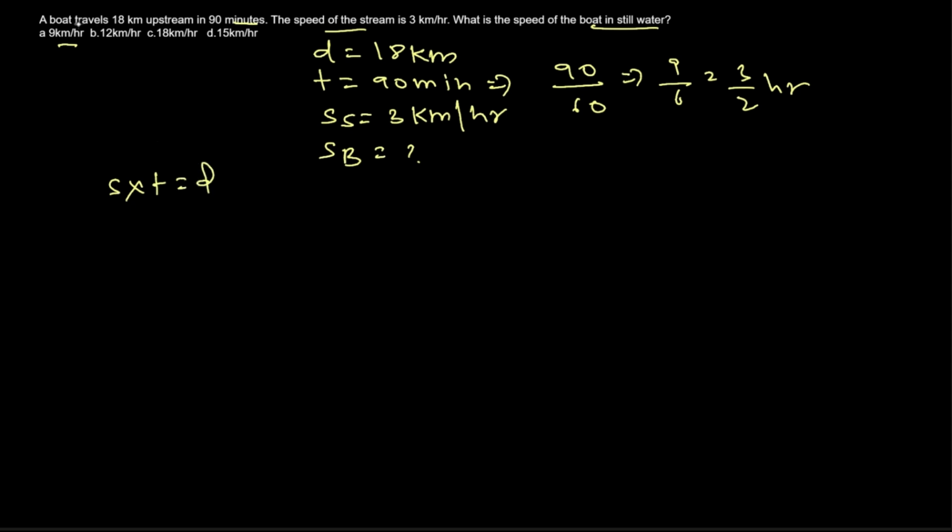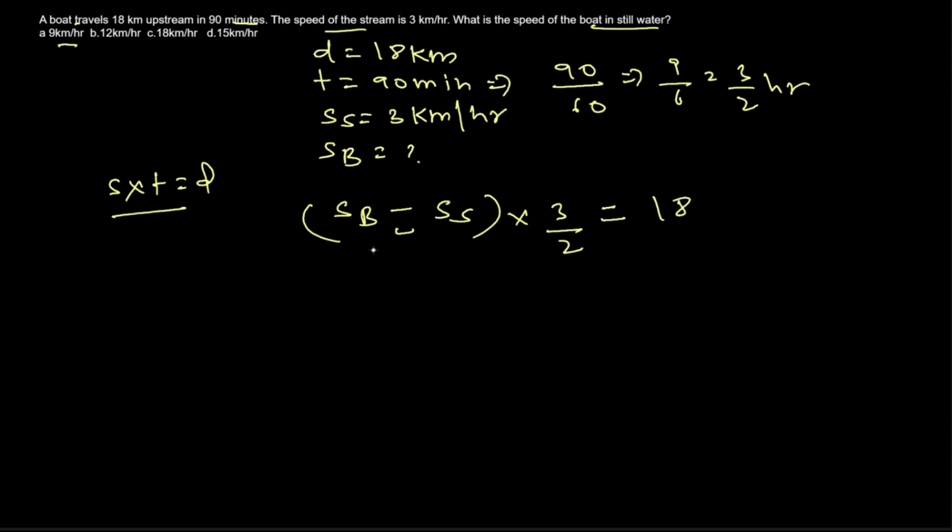Now the boat is traveling upstream. So when it is traveling upstream, we will subtract. So SB, that is the speed of the boat, minus the speed of the stream. So when the boat is moving upstream, we subtract, and when it is moving downstream, we add. Into time. The time is 90 minutes, which is equivalent to 3 by 2 hour, equals the distance, 18.